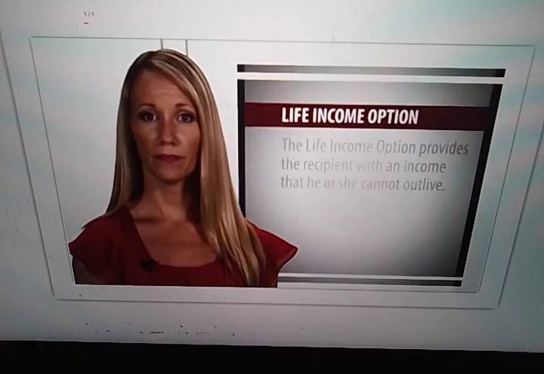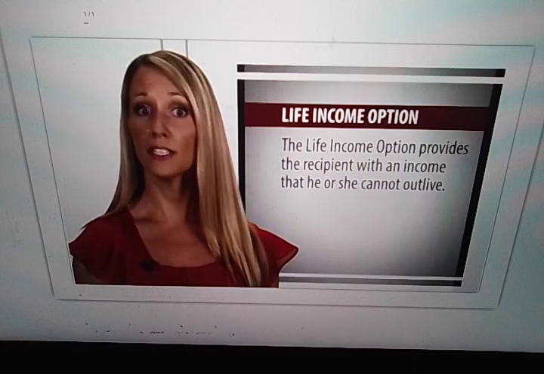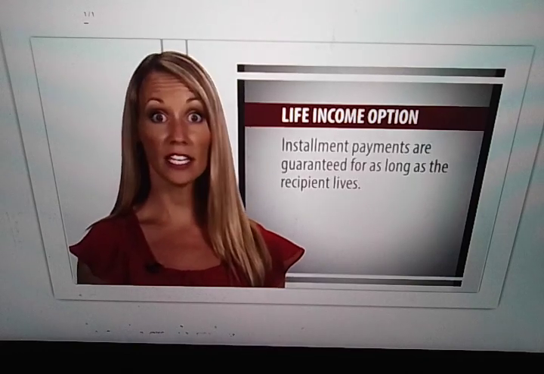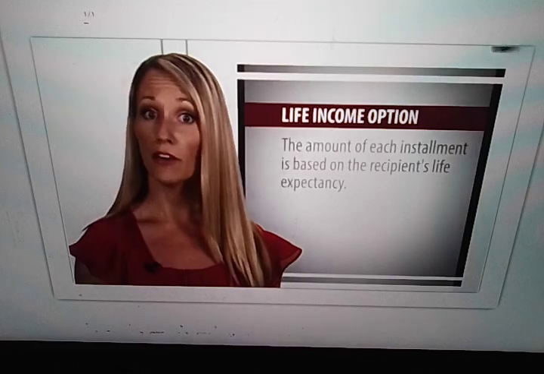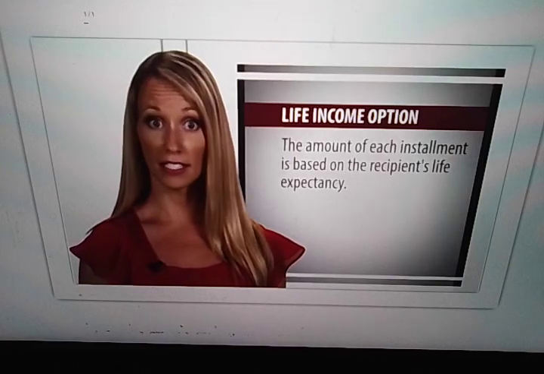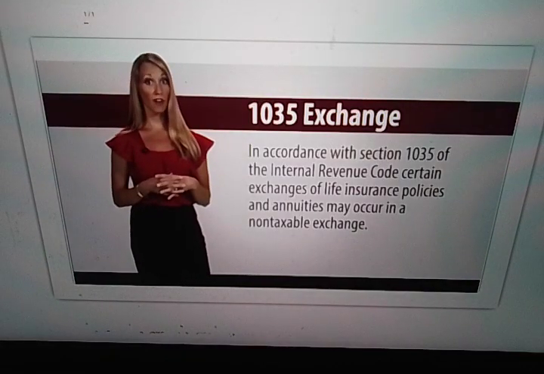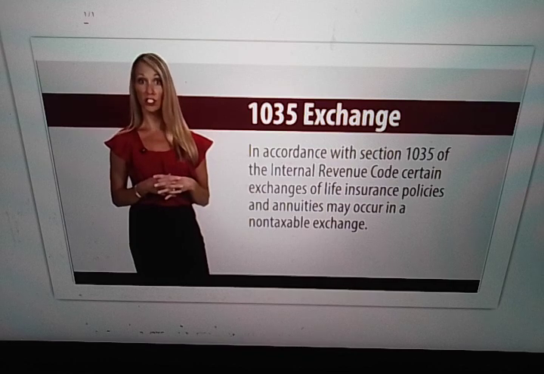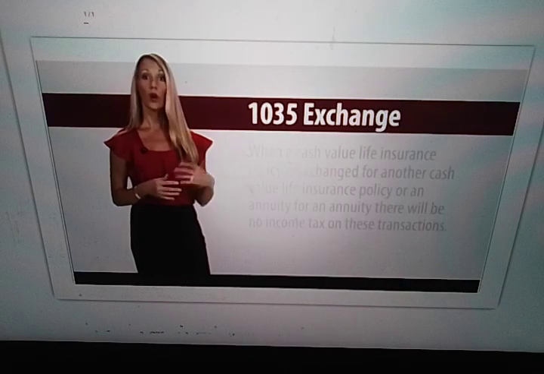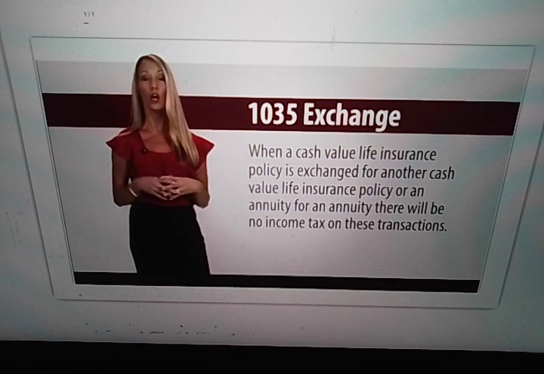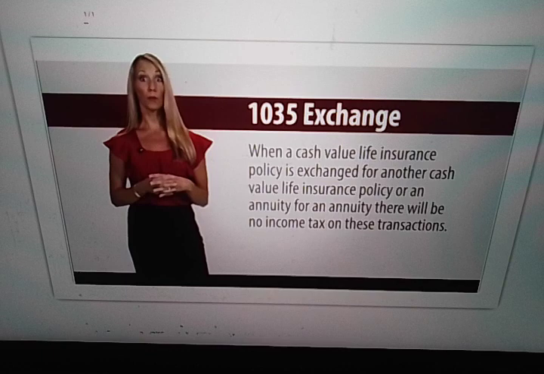Life income option. The life income option provides the recipient with an income that he or she cannot outlive. Installment payments are guaranteed for as long as the recipient lives. The amount of each installment is based on the recipient's life expectancy. 1035 exchange. In accordance with Section 1035 of the Internal Revenue Code, certain exchanges of life insurance policies and annuities may occur in a non-taxable exchange. When a cash value life insurance policy is exchanged for another cash value life insurance policy, or an annuity for an annuity, there will be no income tax on these transactions.